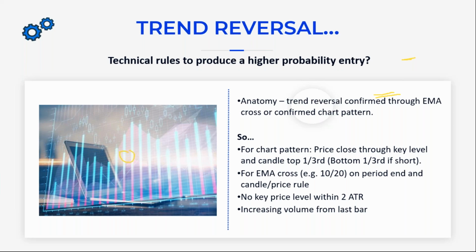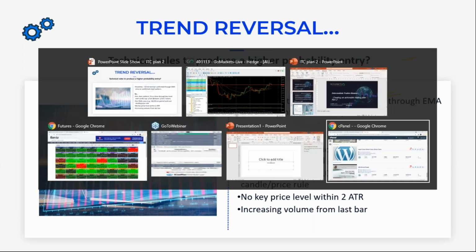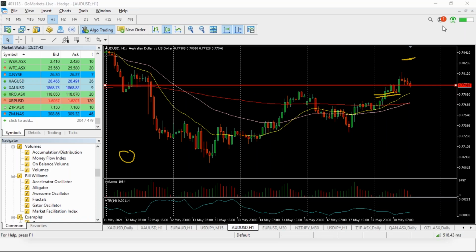So we want a price close on the bar. We want no key price level, perhaps within 2 ATR or 2 times risk. We want an increase in volume from the last bar. So if we look at trend reversals, let's see if we can find a moving average cross. So these are 10 and 20 we've got on here.